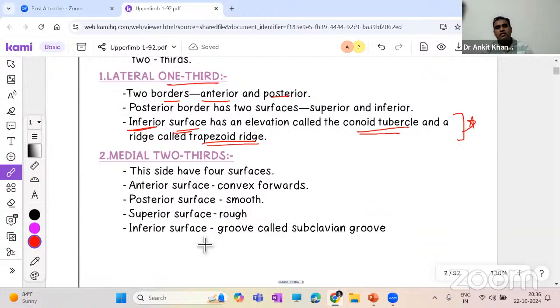Again, why will the medial end have 4 surfaces? Because the medial end itself was quadrilateral or quadrangular, so it has 4 surfaces. The anterior surface is convex forward, or convex anteriorly. The posterior surface is smooth. The superior surface is smooth, and the inferior surface has a groove over here, which I said already. Again, this point is very useful in identifying it.